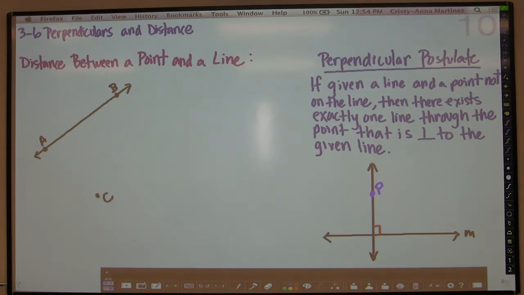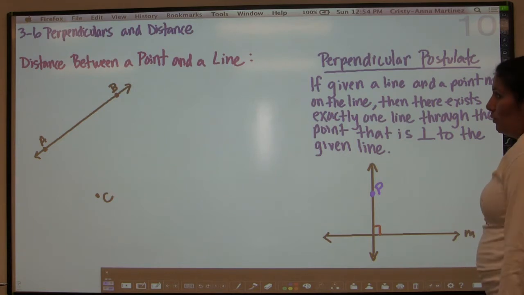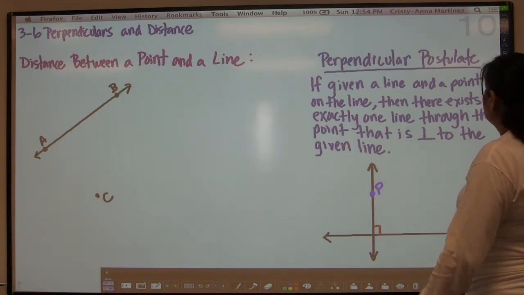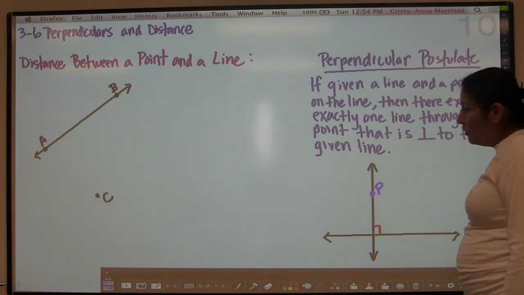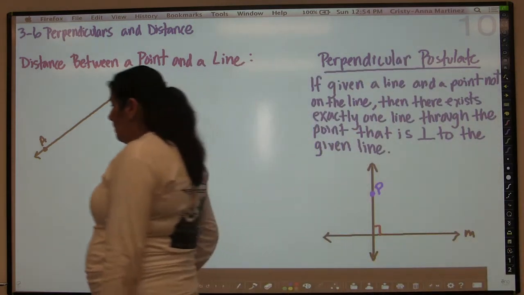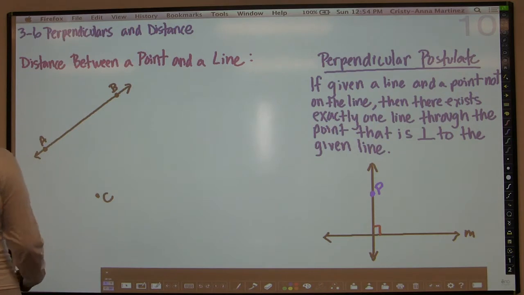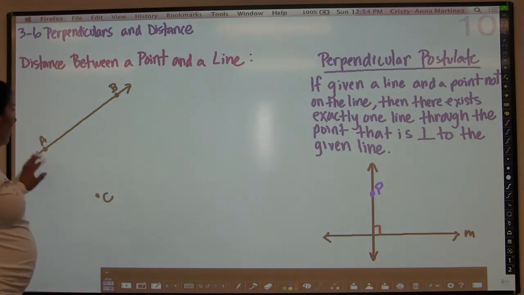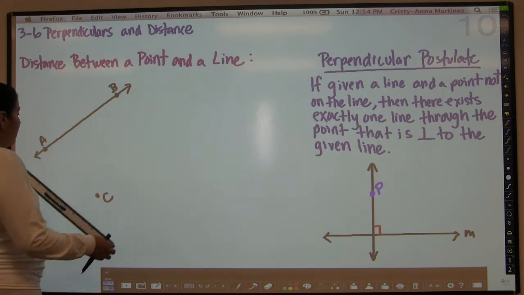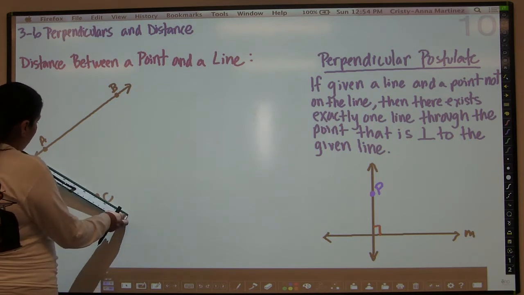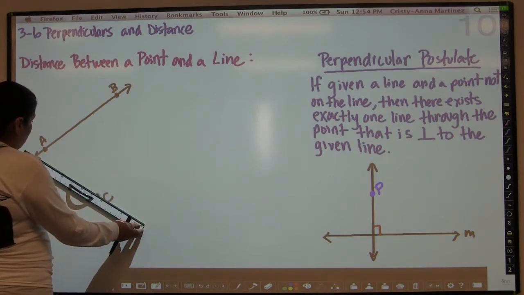So the first thing I want to talk about is the distance between a point and a line, which seems kind of basic, but there are a couple of things that we have to make sure that we know. For example, if someone asks you what the distance between point C and the line AB is, I'm sure that we could come up with several different options. It kind of depends on how you draw it.